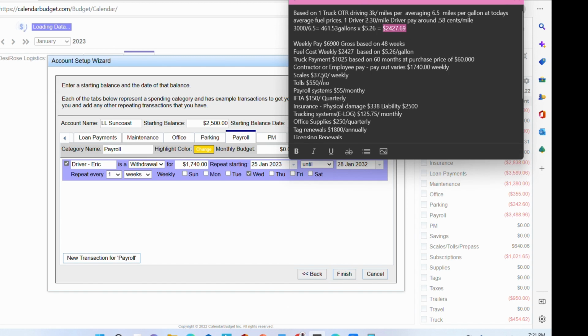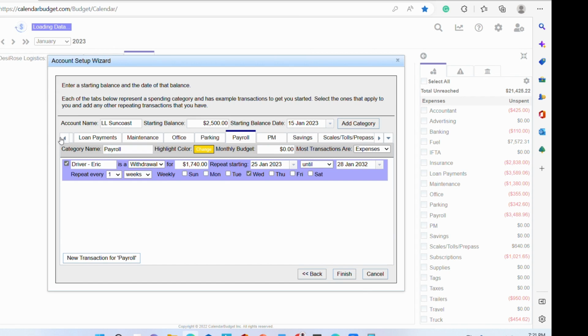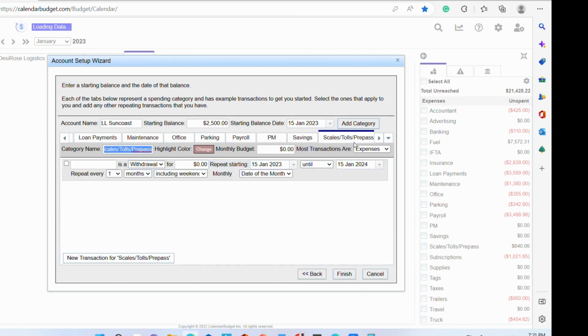Now we're going to do our scales. The scales, of course, is when you go into the weigh station and you have to actually scale the truck to weigh it out. And you want to make sure that it matches all your customer bills. So here you see I have it here, scales. This is just the way I like to put things.